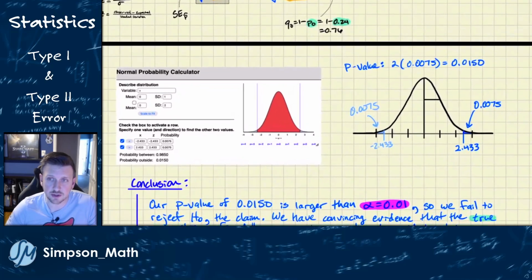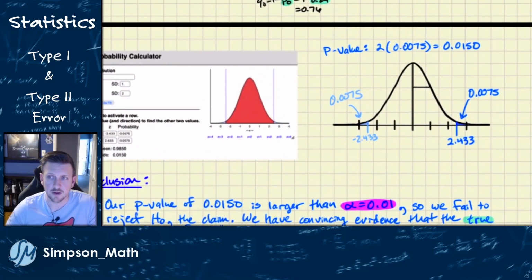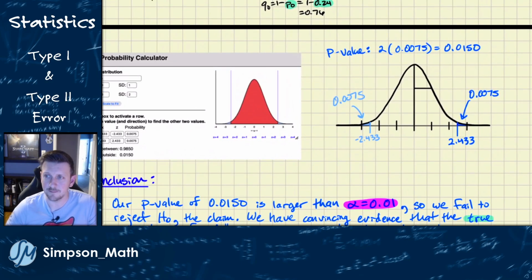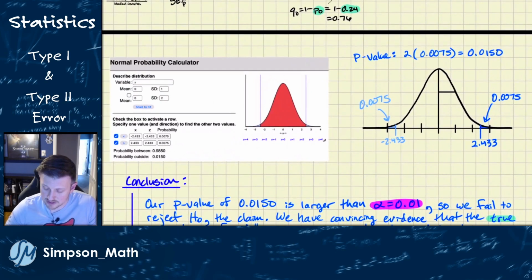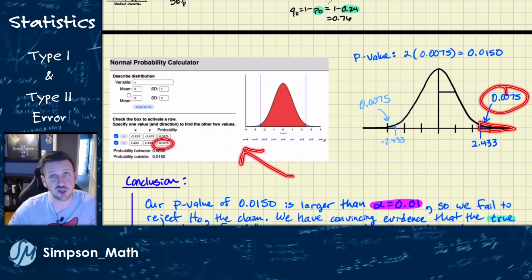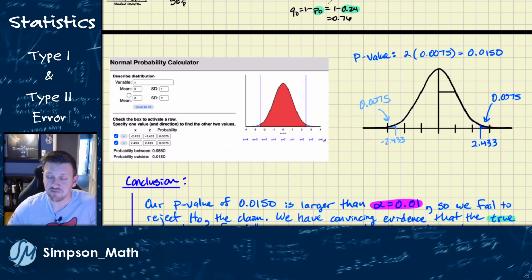So two things are going on here. First up, here is my z-score that we just found in my normal curve. And when I find this little bitty area above this, which I did with my normal applet, I see that's 0.0075. But since my alternative is a two-tail alternative, I would have been just as surprised if I would have been down 2.433 standard deviations instead of above 2.433 standard deviations.